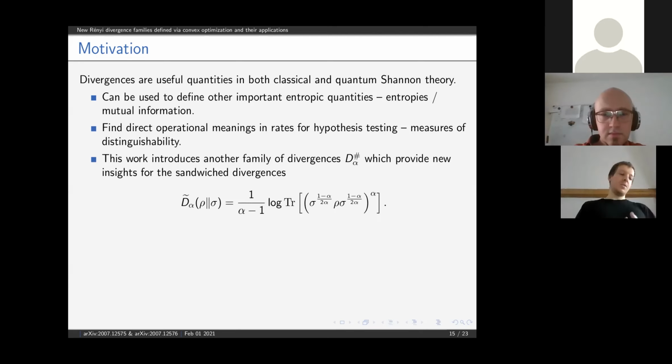So in this work, we're going to introduce, again, another new family of divergences, these D-sharp divergences. And whilst these D-sharp divergences won't themselves find some operational meaning in terms of rates of some protocol, they will turn out to be an extremely useful proof tool for proving properties of these sandwich divergences. And these sandwich divergences are an extremely useful family of divergences, and they found a lot of applications both in quantum information theory and in quantum cryptography.